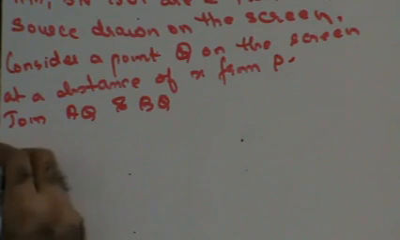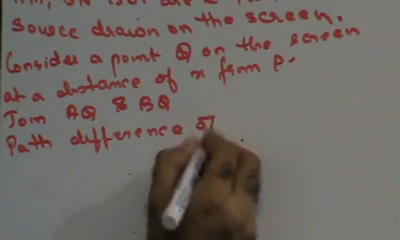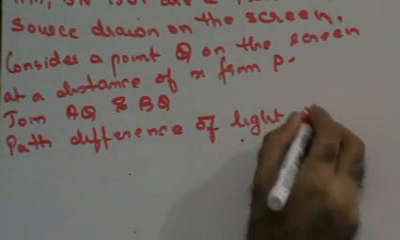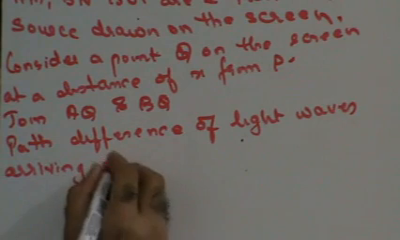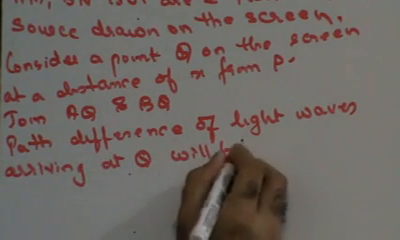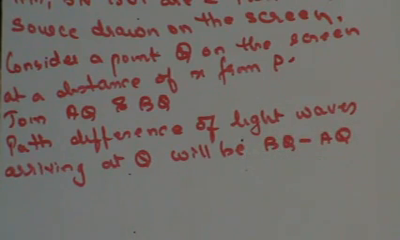light waves arriving at point Q is going to be nothing but BQ minus AQ. That is going to be my path difference. If I subtract BQ minus AQ, that will give me the path difference. Now, first let's consider a bright point. We had seen the condition for constructive interference. For a bright point, we had said that the path difference should be an integral multiple of lambda, right?